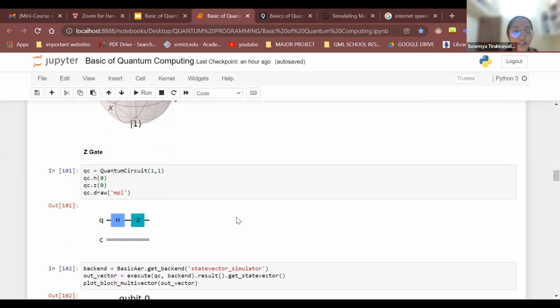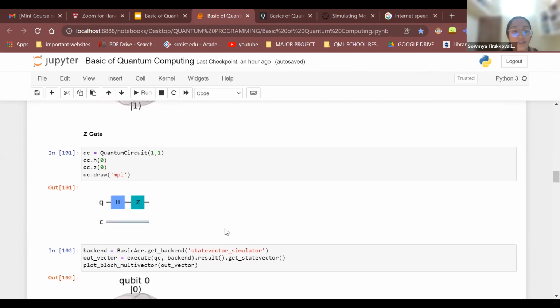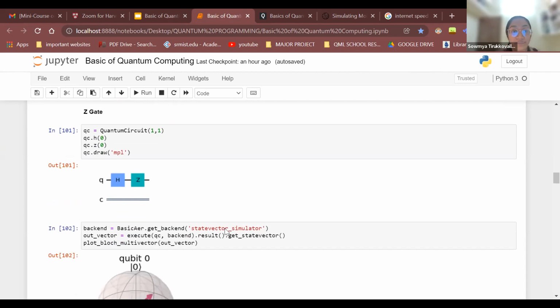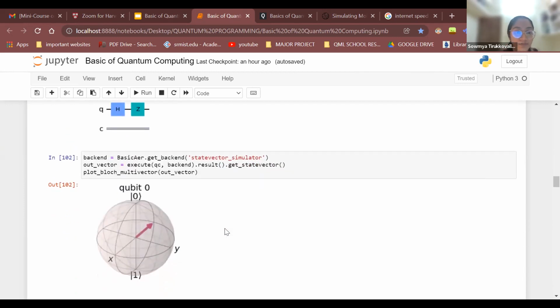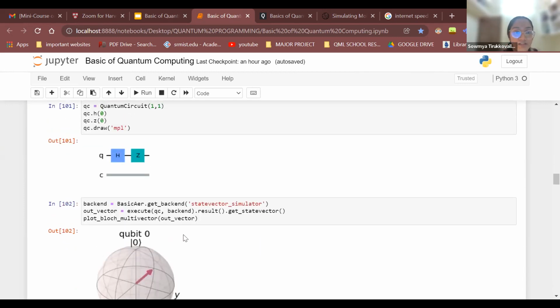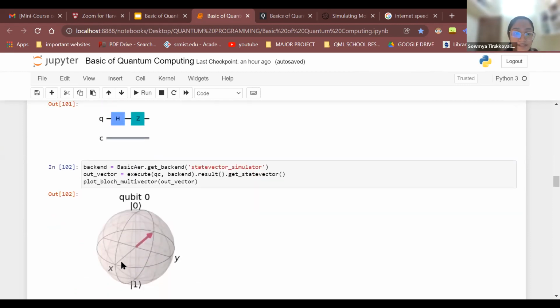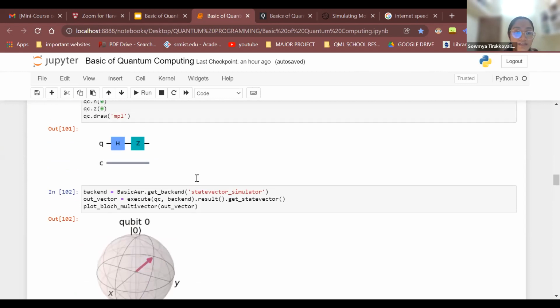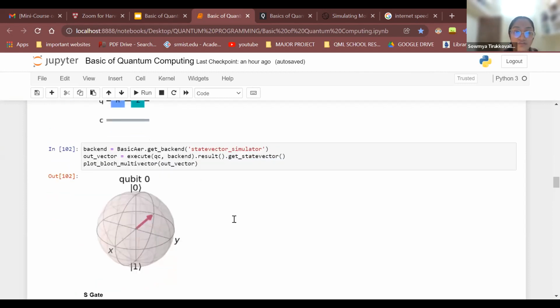In the case of the Z gate, again, I've applied a Hadamard gate to the qubit, and then I've applied a Z gate to the qubit. Initially, the qubit was in the plus state, so it was pointing along the x-axis. And after applying the Z gate, it flips the state of the qubit to the minus state.